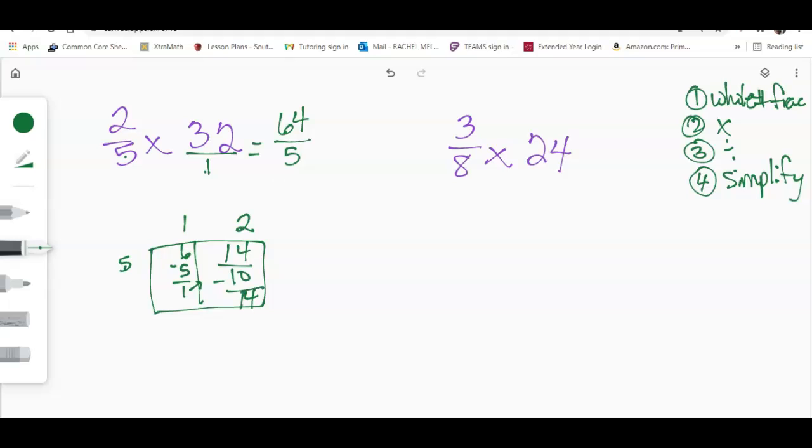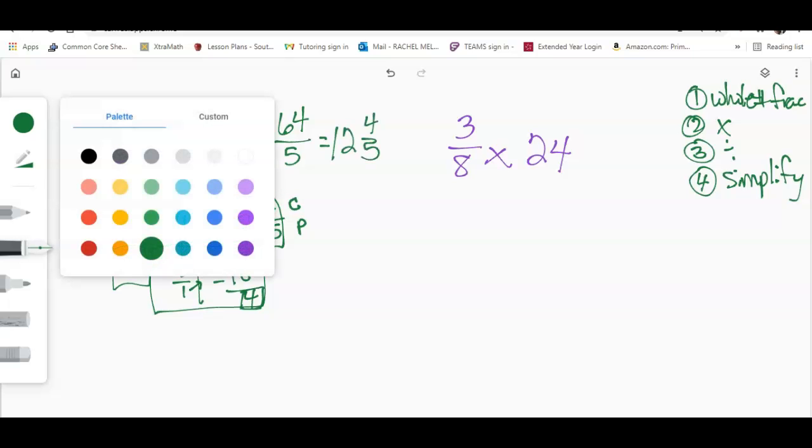Okay, so 4, my leftover, is my numerator. The remainder, the leftover, is always the numerator. And the divisor is always your denominator. All right, when I'm looking at 4/5, 4 is composite, 5 is prime. Can 4 go evenly into 5? No, it cannot. So 12 4/5 is our answer. Okay, so now let's do 3/8 times 24.